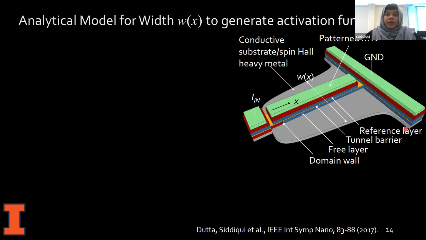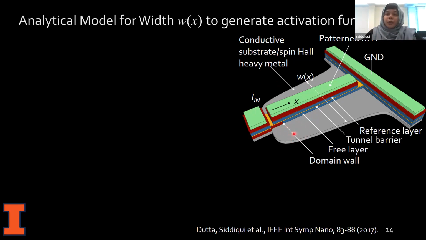If you look into the device, it's the same device that I have shown for the synaptic device. It has a domain wall in the free layer, it has an elongated reference layer, and it is a 3-terminal device. The only difference is that in the previous device, we relied on spin transfer torque, or we can also rely on the spin orbit torque. But in this particular device, we rely on the spin orbit torque, so that the domain wall motion will depend on how much current goes to the bottom layer.